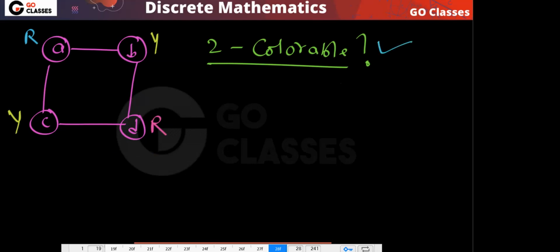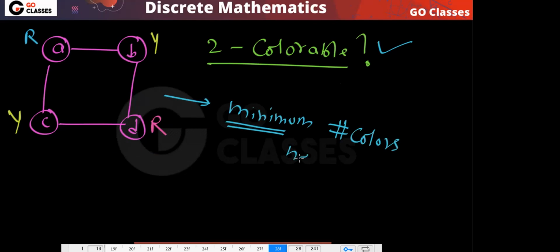Yes. Can you notice for this graph, what is the minimum number of colors required? If I ask you the minimum number of colors needed, that is 2. 2 is the minimum number of colors needed.